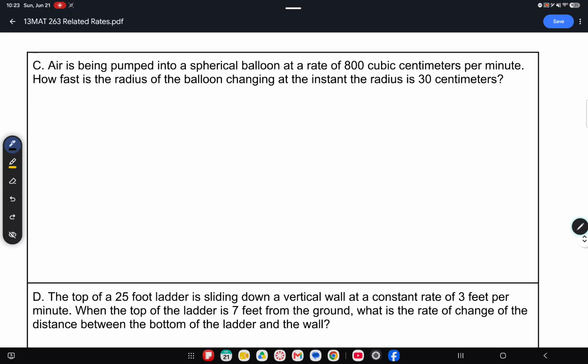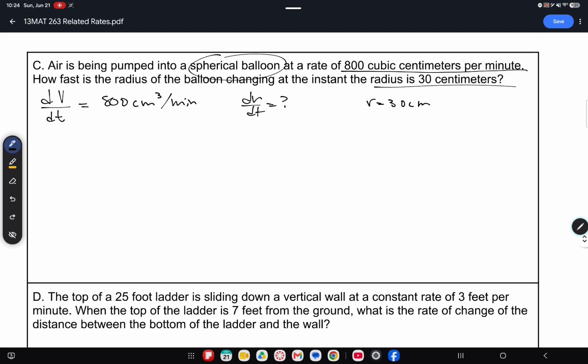Air is being pumped into a spherical balloon at a rate of 800 cubic centimeters per minute. So that seems like a rate of change of volume. So dV/dt, 800 cubic centimeters per minute. How fast is the radius changing? So dr/dt, what is that? At the instant the radius is 30 centimeters. So I probably need the volume of a sphere formula. So volume of a sphere is 4/3 pi r cubed.